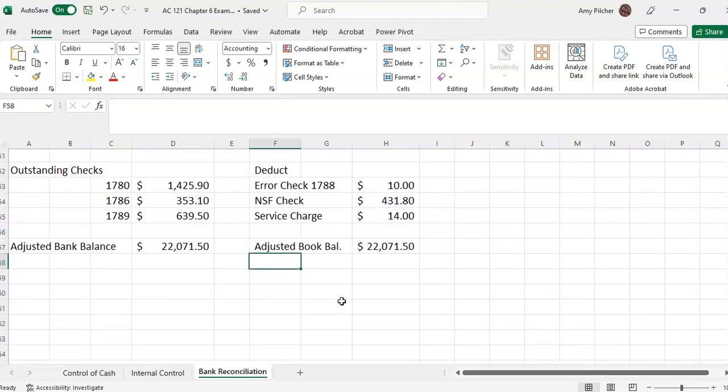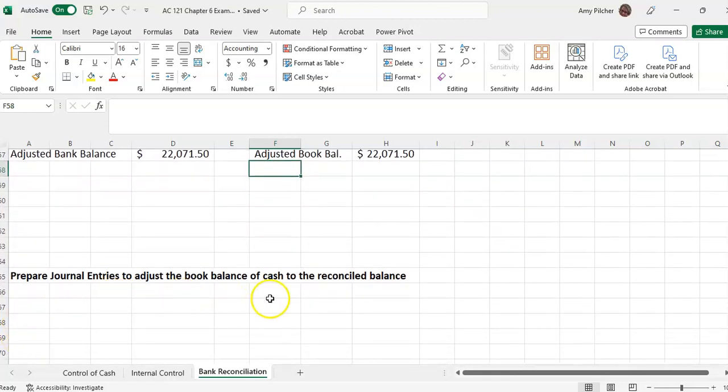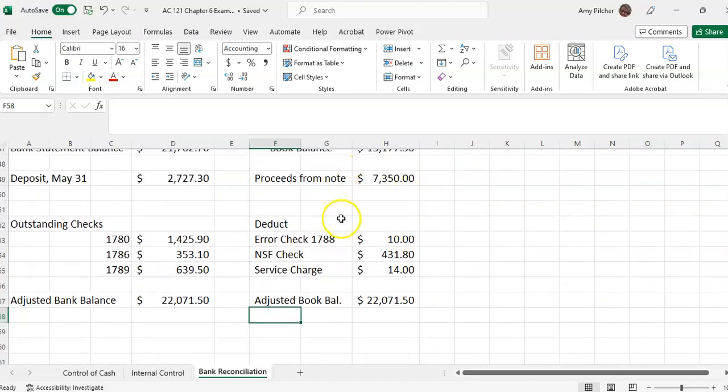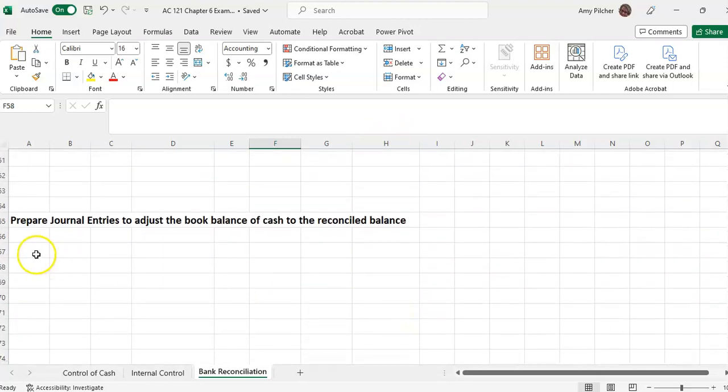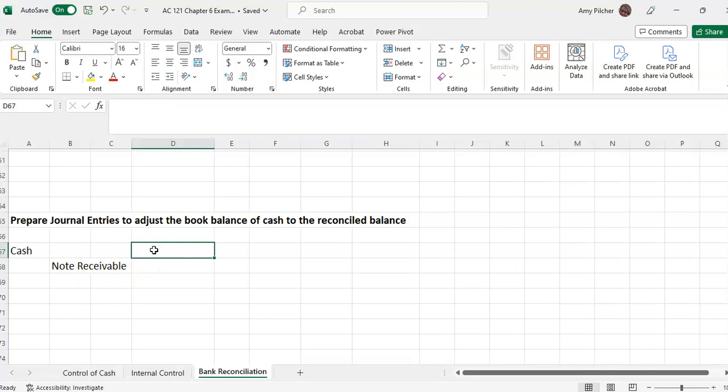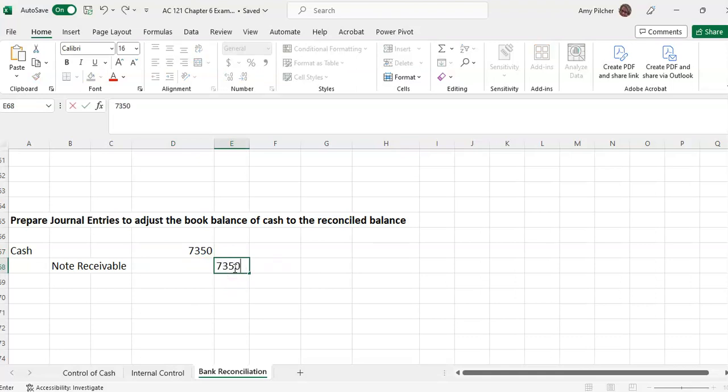Okay. The last thing that we need to do is the journal entries to adjust the book balance of cash to this amount. So we need to record these four things in our accounting records, and we need to make journal entries for them. We'll start with the receipt of the note. We received cash in payment of a note. That would have been a note receivable that we need to credit in order to reduce the amount owed. So we have 7,350 and 7,350.